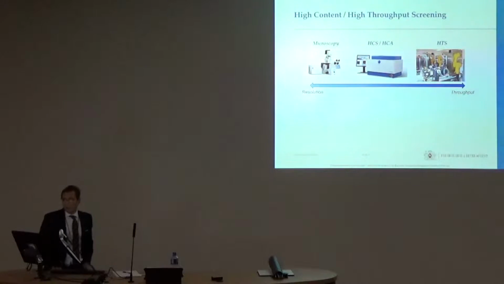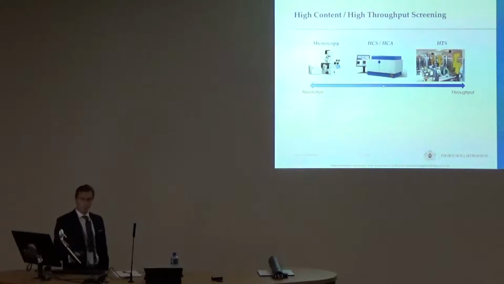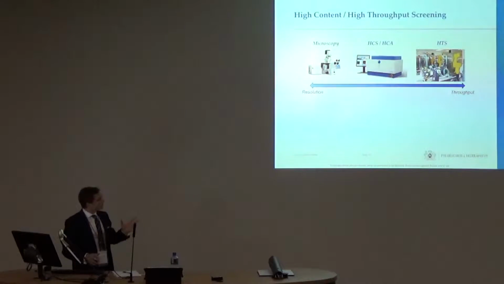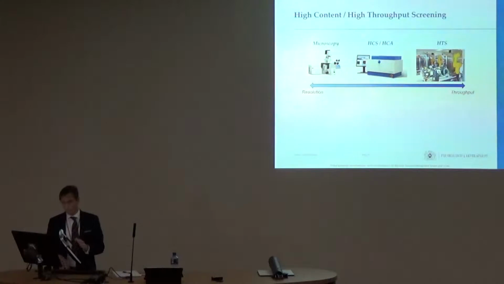Now, if we put all the tools that we have in perspective, we have on one side of the spectrum tools that give a lot of resolution but low throughput, like microscopy. Then you have things like high-content screening, also known as high-content analysis, which gives you much more throughput while keeping a good deal of resolution. And then we have other tools that are commonly known as high-throughput screening, where you may not have as much resolution, but you have quite a bit of throughput.